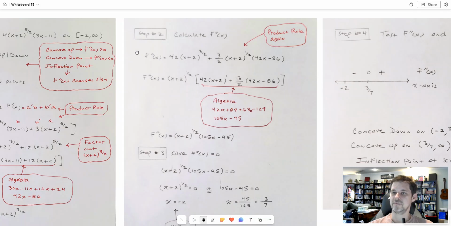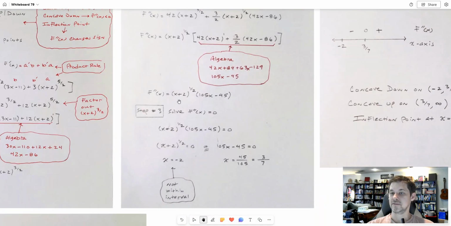So to get from this step here to this next step, I'm going to factor out x plus 2 to the 1/2 power. Okay? And how I figure out what's left after I pull that out is I divide each of these terms by x plus 2 to the 1/2 power, and I get this, and with a little algebra that reduces way simpler than what I started with when I used the product rule. Okay, so I get that. All right, so there's your second derivative.